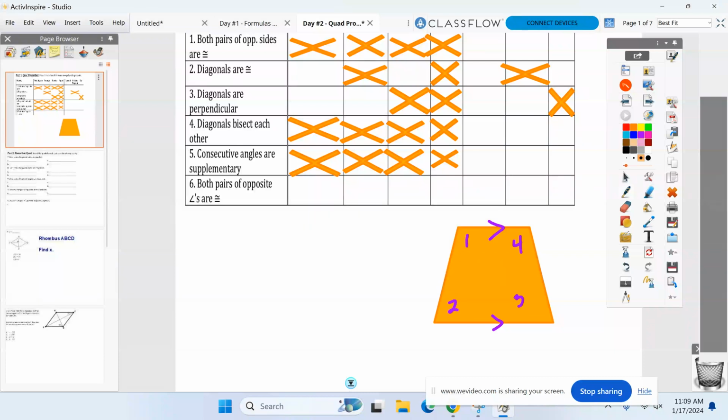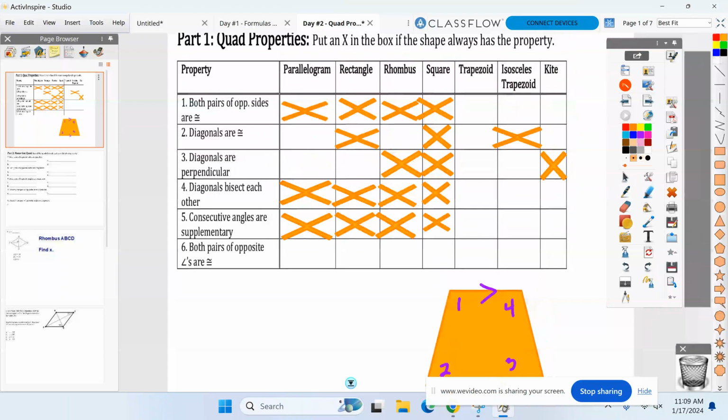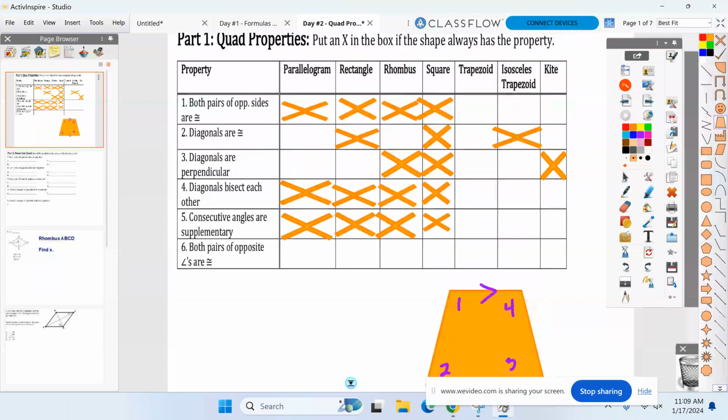All right, finally, both pairs of opposite angles congruent. Is that a property of a parallelogram? Both pairs of opposite angles congruent? Yep. So the rest of the family too. Trapezoid? Nope. Isosceles trapezoid? Nope. Kite?